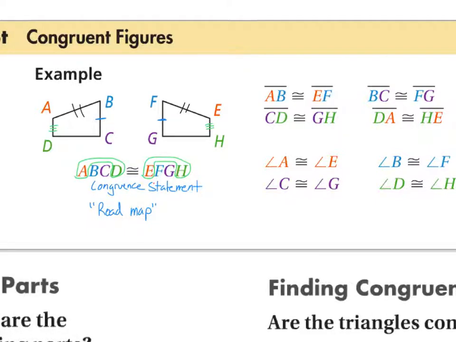All right? So if we have quadrilaterals, that means we have 4 pairs of congruent angles and 4 pairs of congruent sides. If I have triangles, how many am I going to have? 3 pairs of congruent angles, 3 pairs of congruent sides. If I have pentagons, what am I going to have? 5 sides, 5 sets of congruent sides, 5 sets of congruent angles.